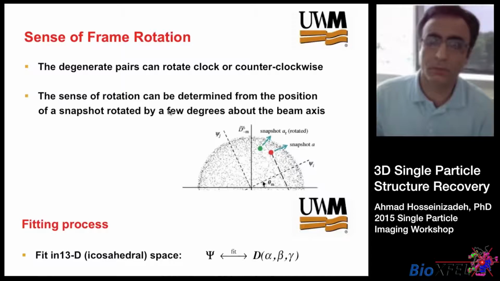Okay, now we have the Icosahedral D functions here. We have everything. We have done a visual assignment. We have matched the degenerate pairs. Now we are ready to do a fit.